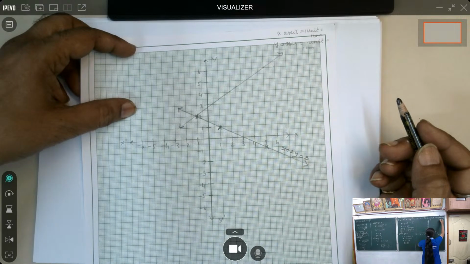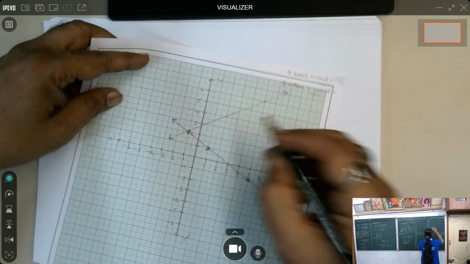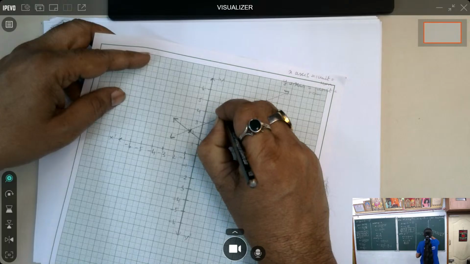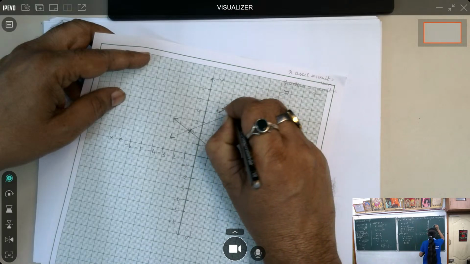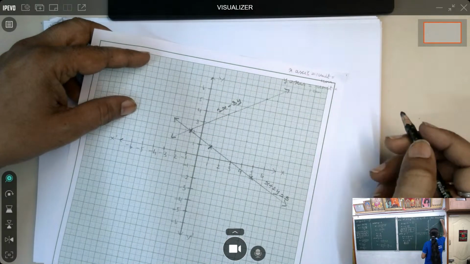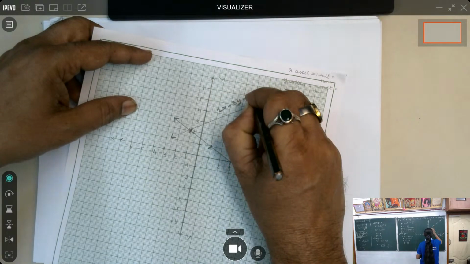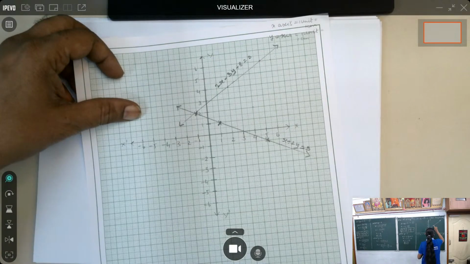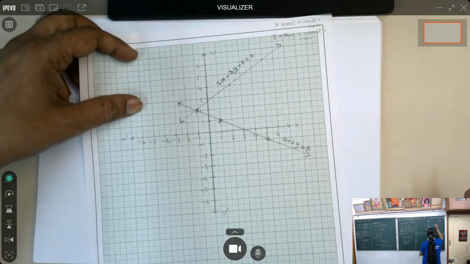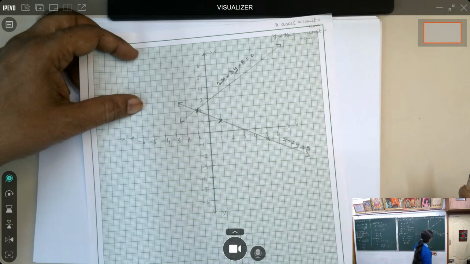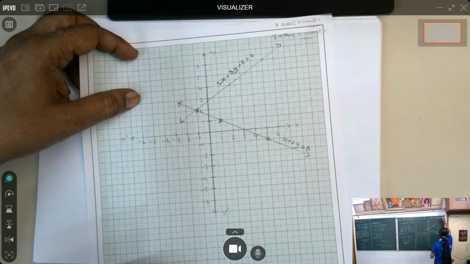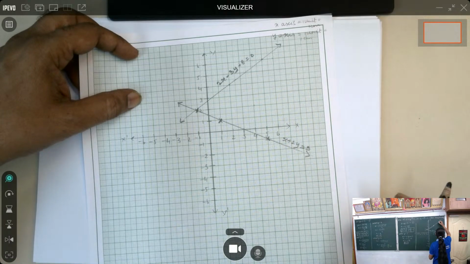The equation is 2x minus 3y. So I can mention this as 2x minus 3y plus 8 is equal to 0. So we have put the second equation also. Double headed arrow mark.